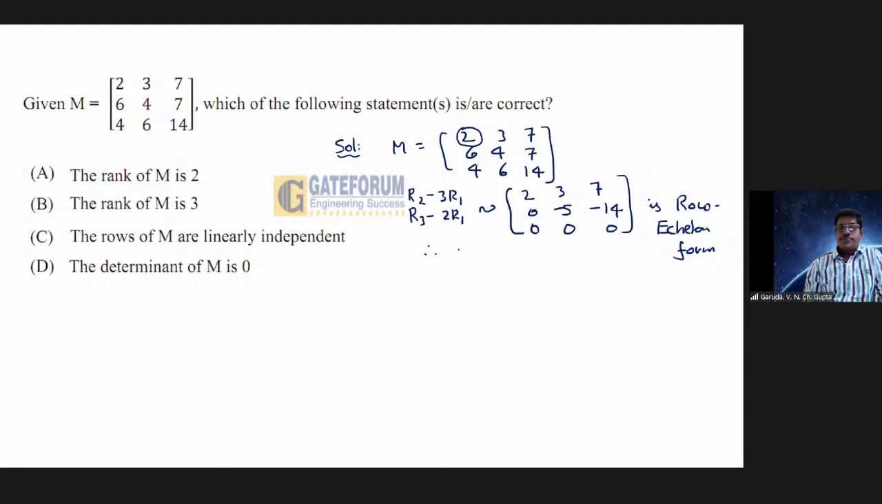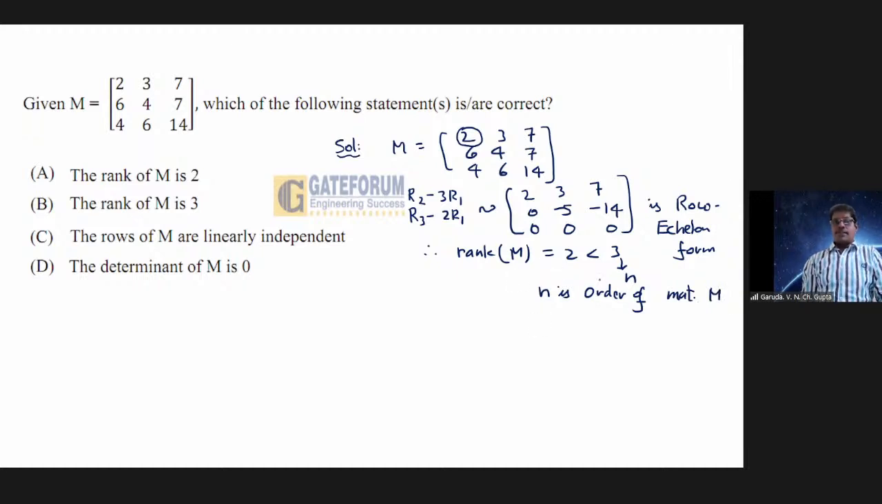Therefore, the rank of the matrix M is equal to 2, which is less than 3. This 3 stands for N. What is N? N is the order of matrix M. When the rank of a matrix is less than its order, then such a matrix is singular. It implies the determinant of M is equal to 0.